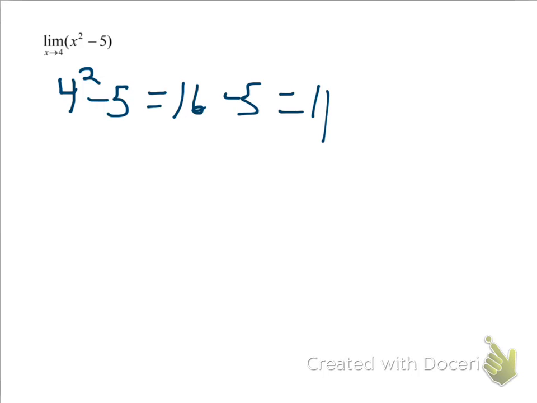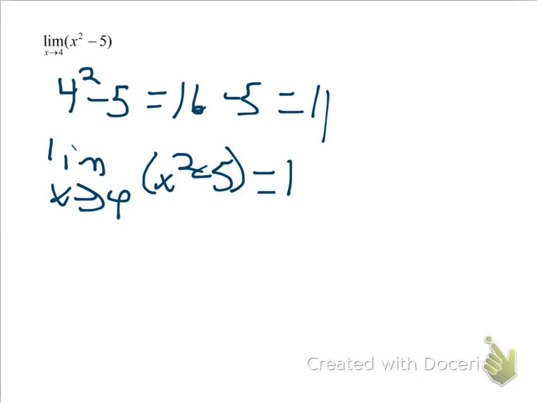So let's look at this problem here. We're asked to evaluate the limit as x approaches 4 of this particular function. First thing we want to do is put in the number 4. So we're going to put in and get 4 squared minus 5. And that will give us 16 minus 5, which is 11. So we know that our limit is 11. And we would write our answer as the limit as x approaches 4 of x squared minus 5 is 11.